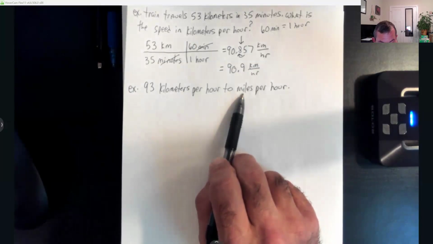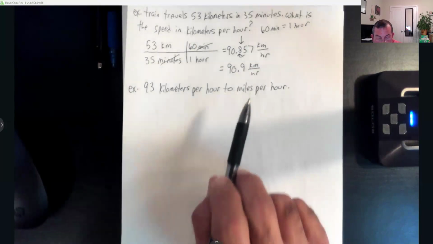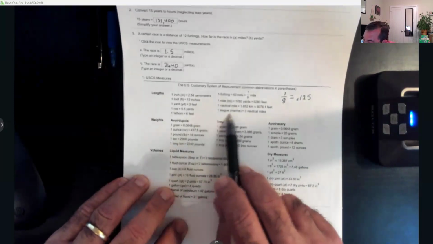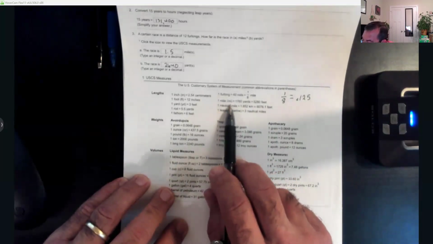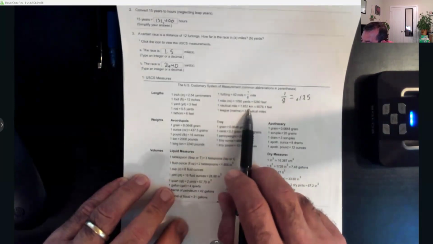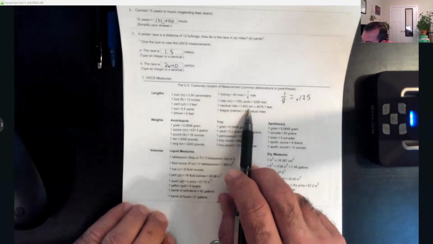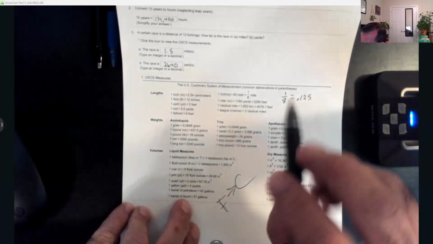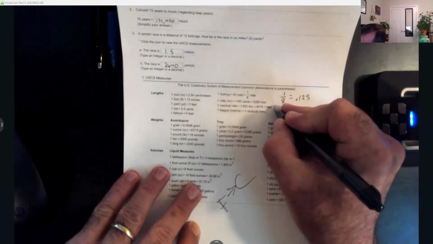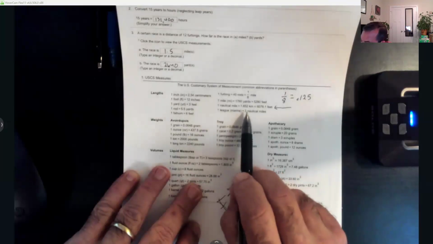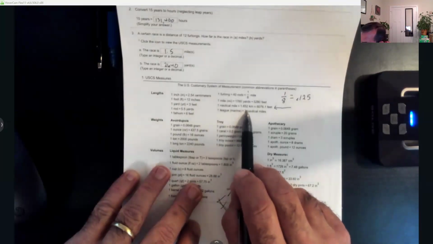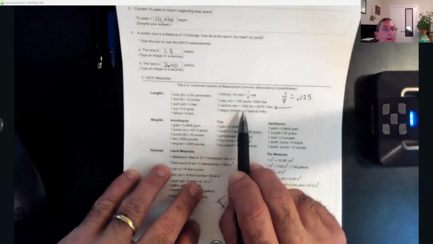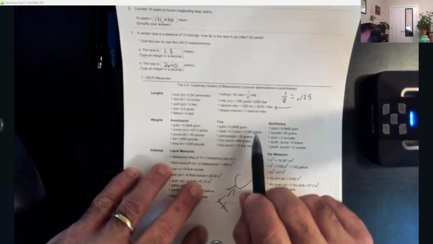So let's see. On our conversion sheets, I'm going with this sheet right here. Let's see, I got miles, yards, and feet. I got kilometers there. Ooh, that looks like the only one I'm using, y'all. So let's see. All right, so what am I converting from kilometers to miles?